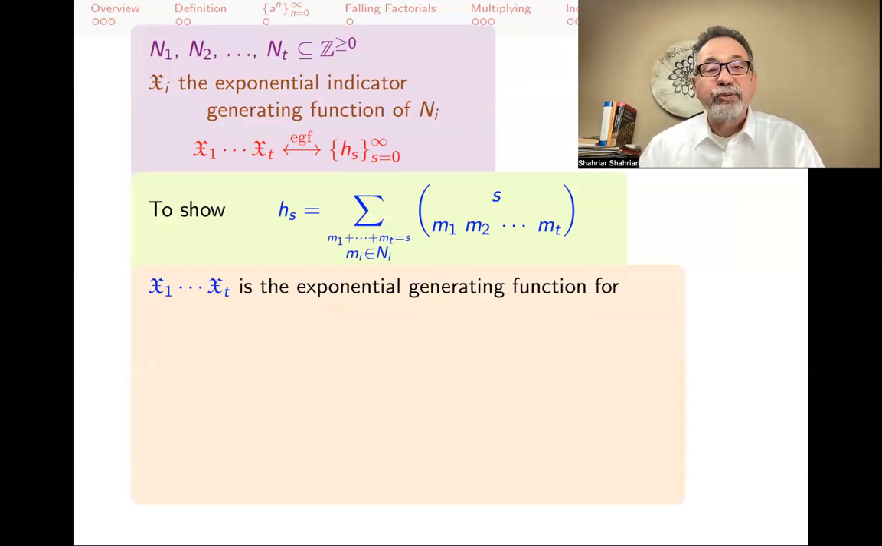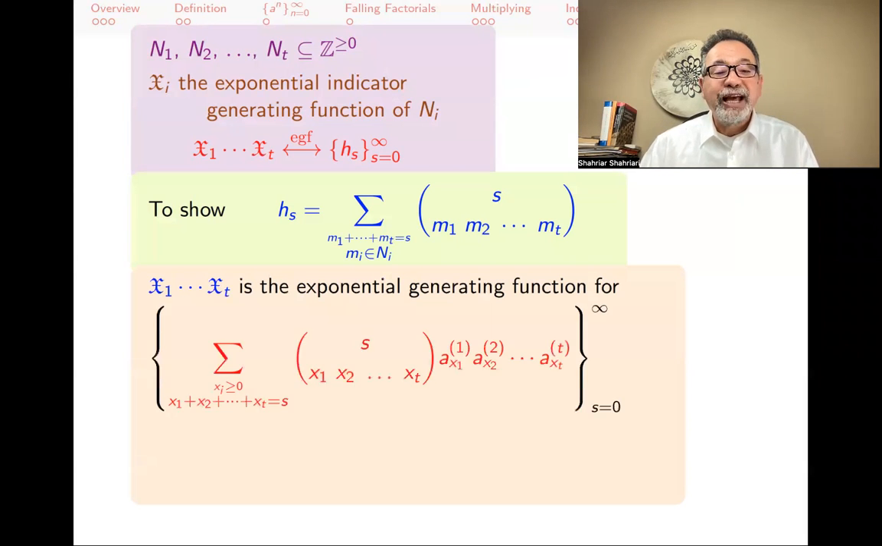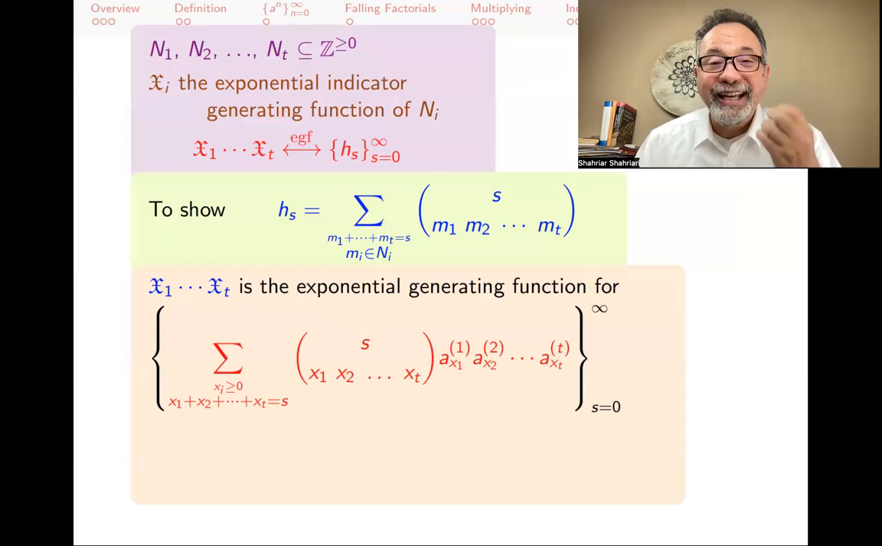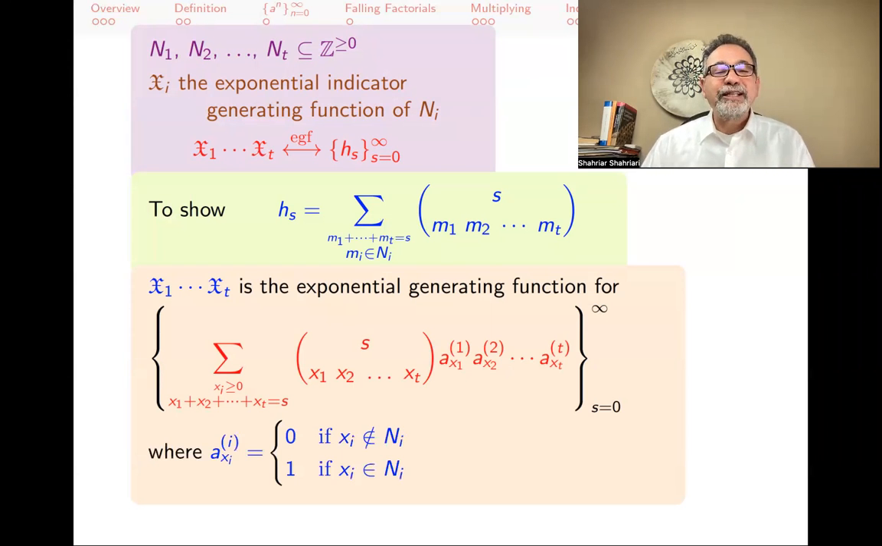Now, we did look at what happens when you find the product of any exponential generating functions, and we got this product that had multinomial coefficients but also had these other things. But in our case, the generating functions are exponential indicator generating functions. That means that the coefficients are either 1 or 0. They're 1 if xi is in Ni, and 0 if xi is not in Ni.